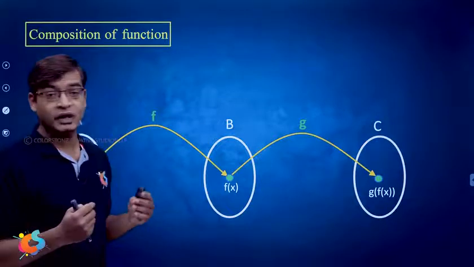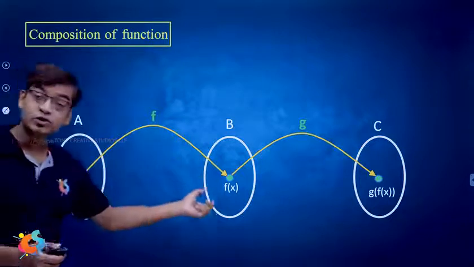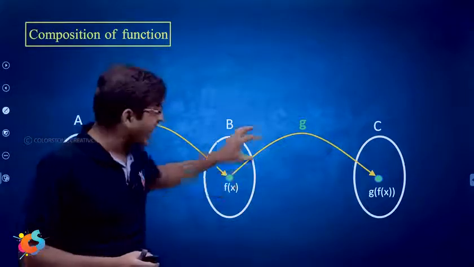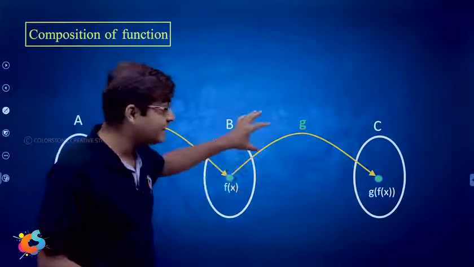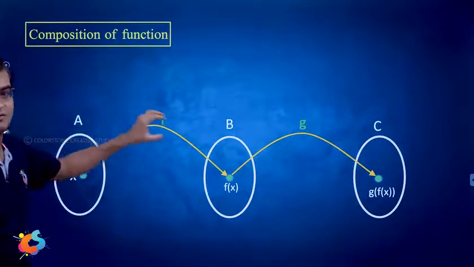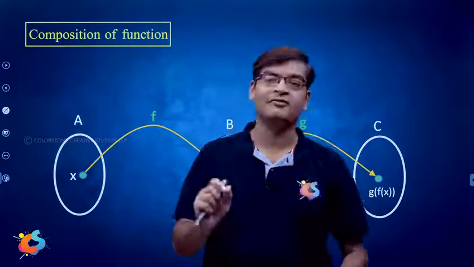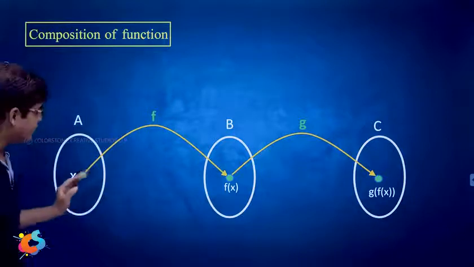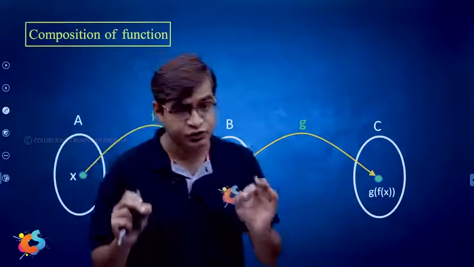Now this g, what will it do? Very simple. As f is doing, if x is there, it will take it to f of x. In the same way, if f of x is there and g is the function, it will take f of x to g of f of x. The f is taking x to f of x, and g will take f of x to g of f of x. So on the whole, we have two functions here, f which is mapping from A to B and g which is mapping from B to C.